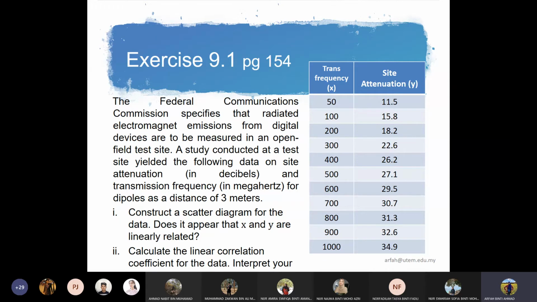So the first question stated, construct a scatter diagram for the data. Does it appear that X and Y are linearly related? Okay. Then calculate the linear correlation coefficient for the data. Interpret your answer. Okay. So nak settlekan soalan ni, the first one awak kena buat scatter diagram. And then the second one, calculate the linear correlation coefficient. Meaning that kita akan calculate nilai R.